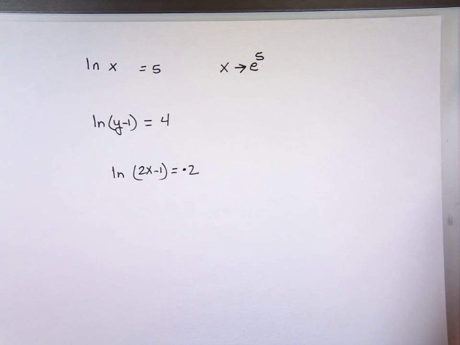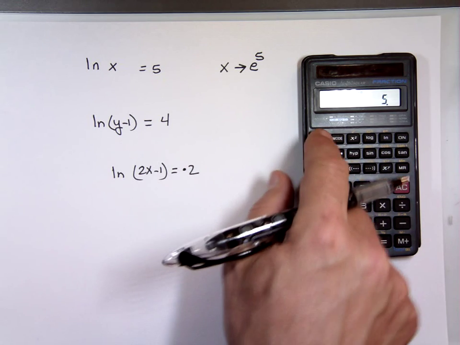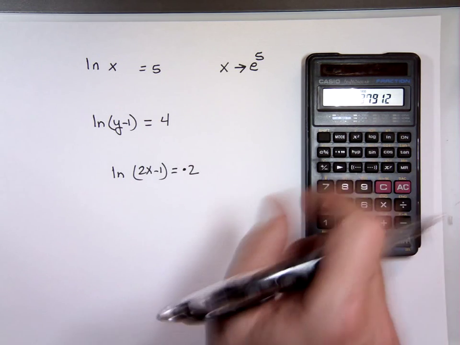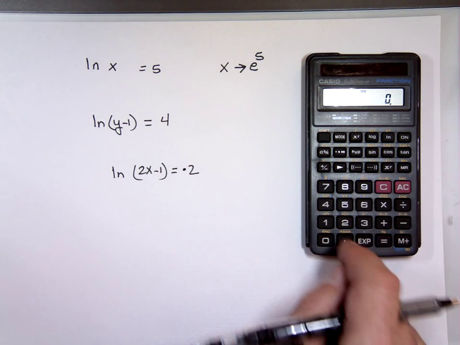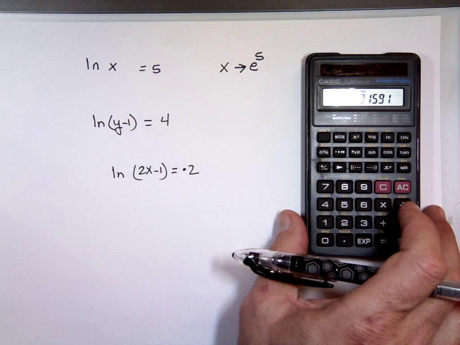So go to your calculator. Here we go. 5, e to the 5. Oh, I screwed up. Let me try it again. 5, e to the 5. Did you get 148.4?